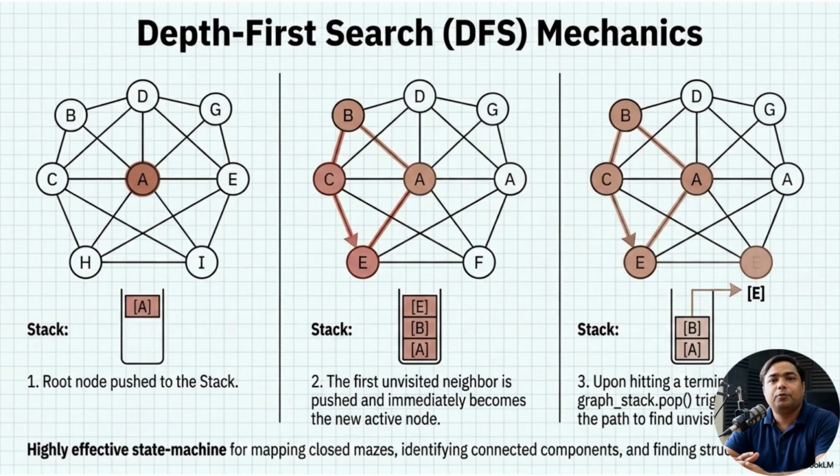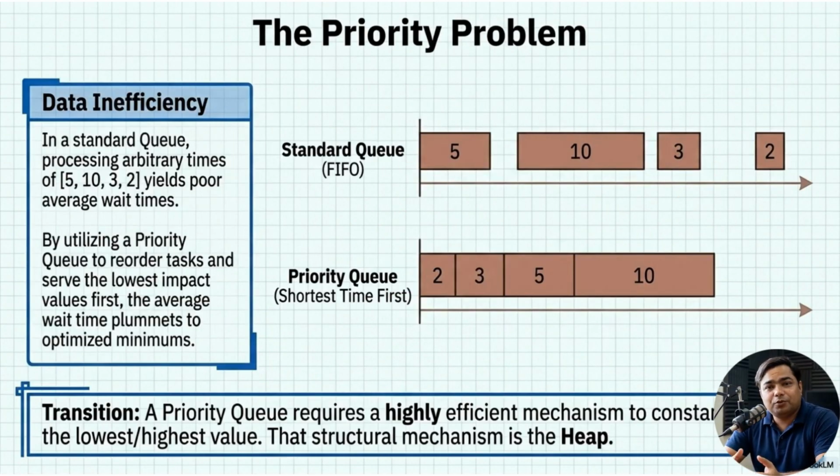However, we must be careful with very large graphs because deep recursion can cause stack overflow. Now we move from graphs to heaps. Before understanding heaps, we need to understand the priority problem.